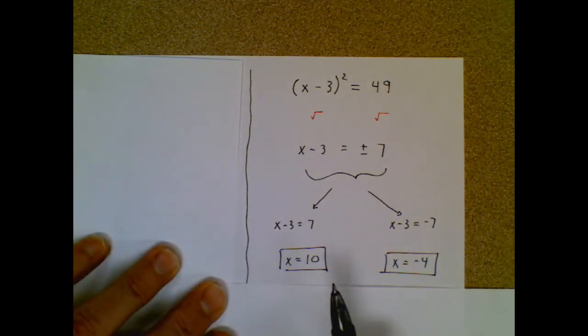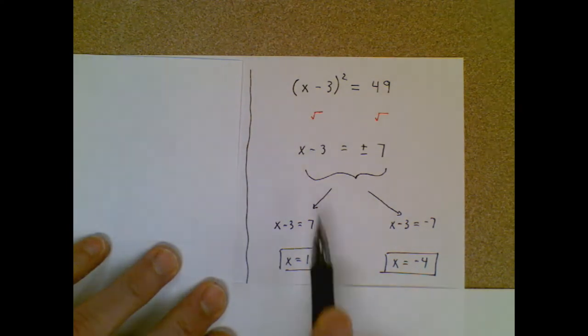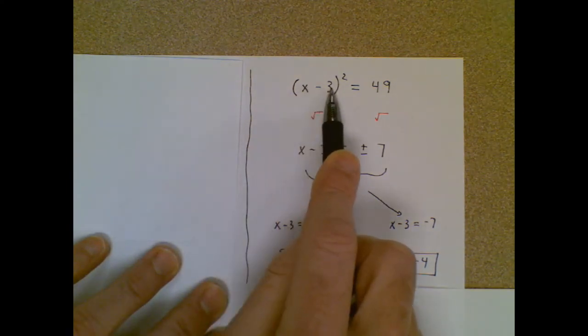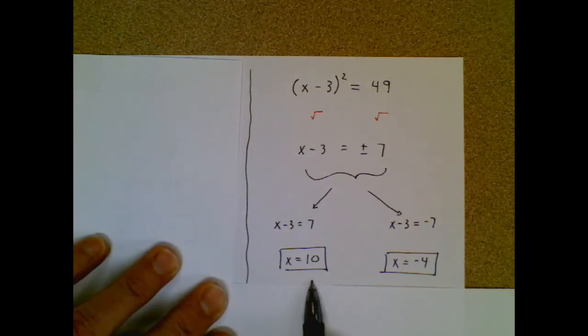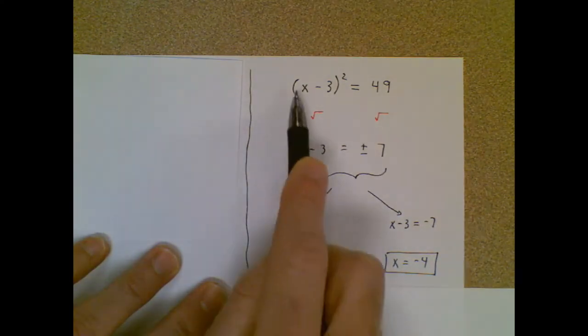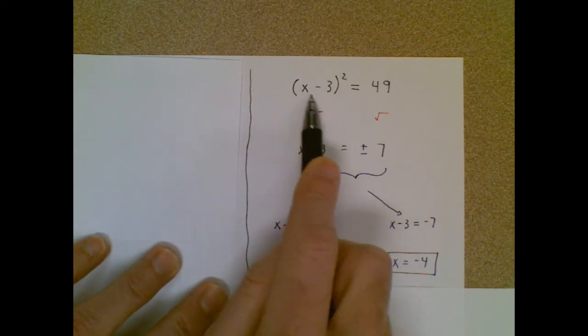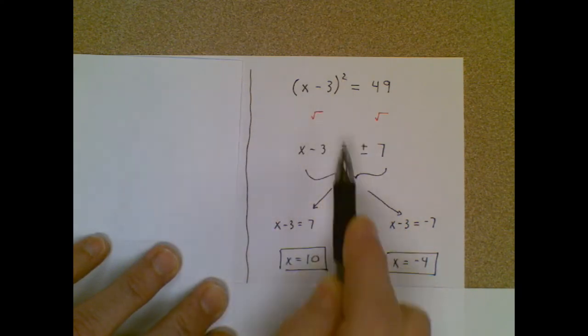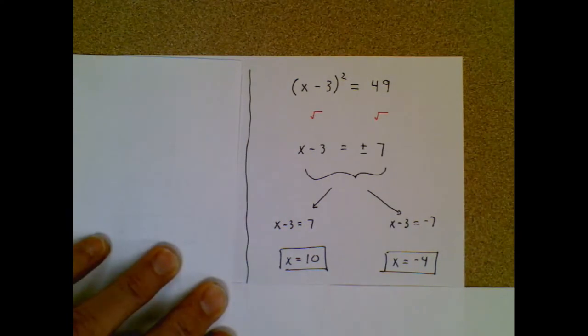And by the way, if you ever wonder if these answers are correct, take the 10, plug it in. 10 minus 3 is 7. 7 squared is 49. That makes me happy. Take the negative 4 and plug it in. Negative 4 minus 3 is negative 7. Negative 7, when I square it, is positive 49. That makes me happy.